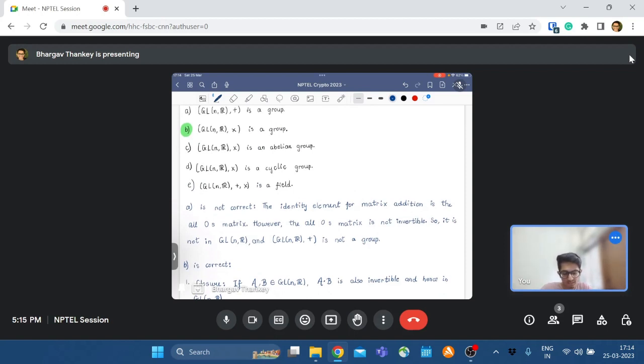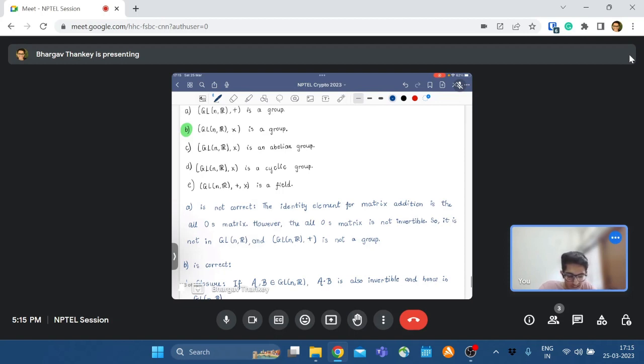What about C? Is this an abelian group? Well, no, because we know that matrix multiplication is not commutative. So C is not true. What about D? Is this a cyclic group? It is also not a cyclic group because it is not an abelian group. And in the previous question, we saw that a group is cyclic only if it's abelian, right? So D is also not true.